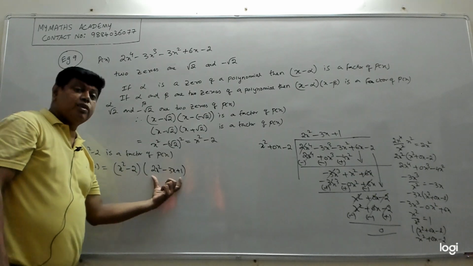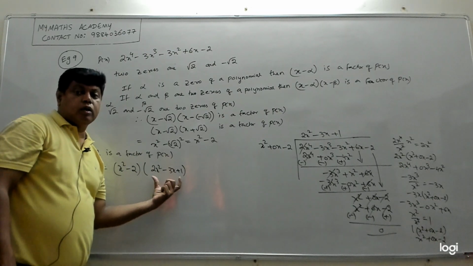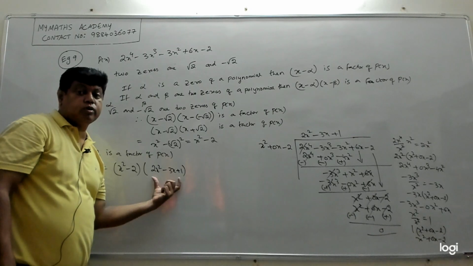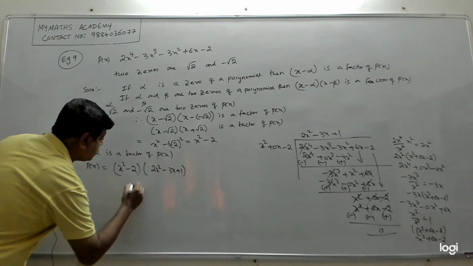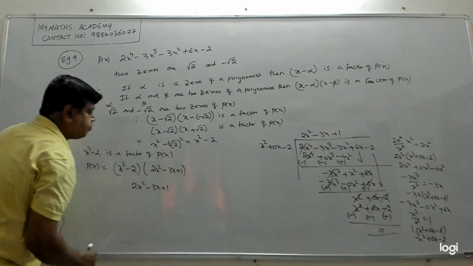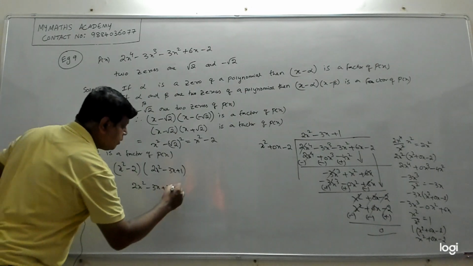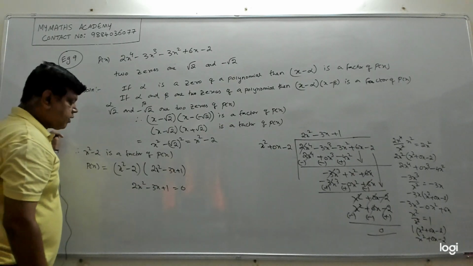Now, when you solve this polynomial, which means we have to find the zeros of this polynomial. So, now let's take this, which is the quotient polynomial. It's 2x square minus 3x plus 1. How do we find the zeros of this polynomial? We'll put it equal to 0. Then we have to do the factorization. So, how do we do?